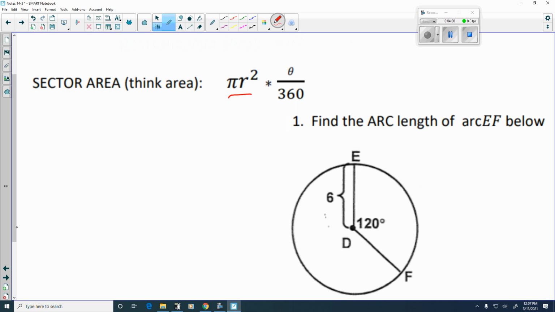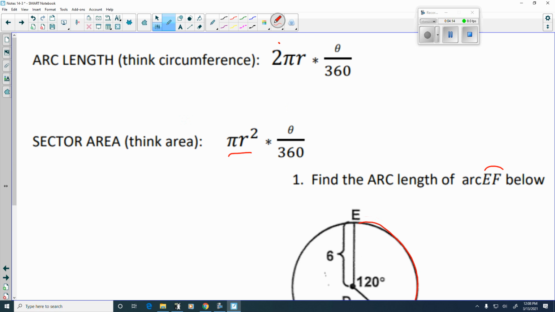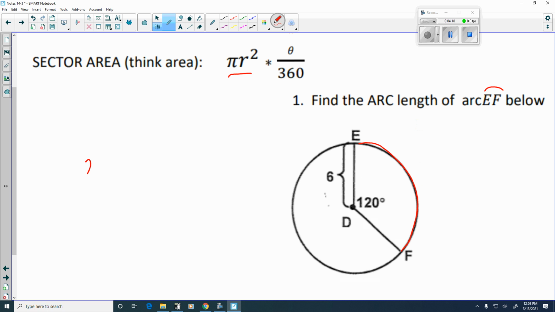So number 1 says find the arc length of arc EF. We might write that like this. Sometimes when you type it, it's hard to make that little symbol, so we'll write the word arc. And so I'm looking for the length of this right here. So I'm going to refer to my formula. It's 2 pi r times theta over 360. And as a reminder, theta is a Greek letter, and we usually use it to represent the measurement of an angle, or in this case, of an arc. So we've got 2 pi, the radius is 6, times theta is 120, so it's 120 over 360.